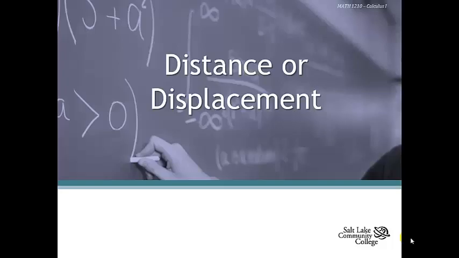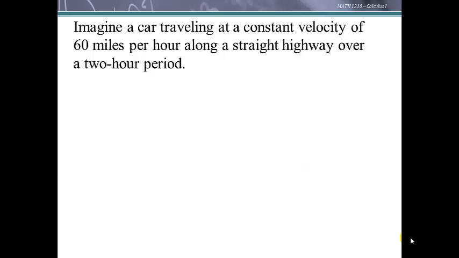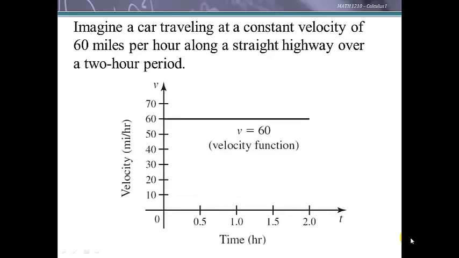We're going to connect these ideas with distance or displacement. So imagine a car is traveling at a constant velocity of 60 miles per hour along a straight highway over a 2-hour period. If we were to graph that, we could plot time and velocity, and it would be a constant 60. And we know that distance equals rate times time.